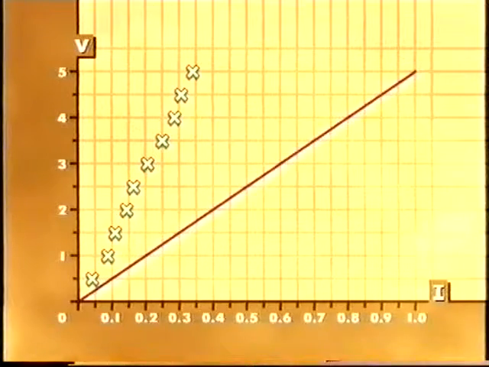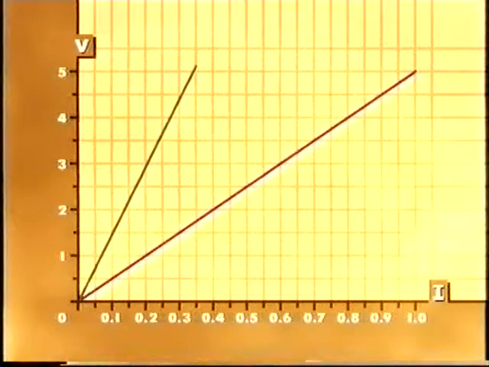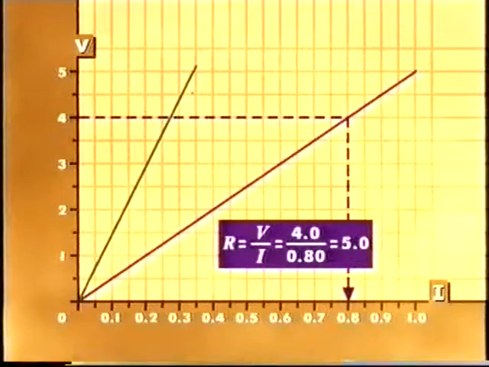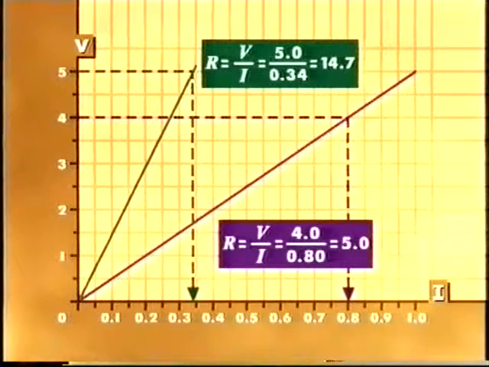Plot the resistor data on the same graph and you can see that it's also a straight line, but this time it's steeper. For the wire, the gradient R equals V divided by I. So 4 divided by 0.8 gives a gradient of 5. For the resistor, the gradient equals 5 divided by 0.34 equals 14.7.